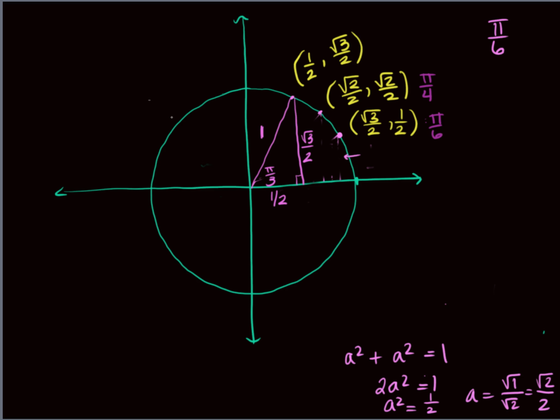Okay, and what does this correspond to? This corresponds to pi over 3, right? Because that's the angle that would go through that point. Or another way to think of it is that's the arc length, right? From the x-axis up to that point. That's that arc length.